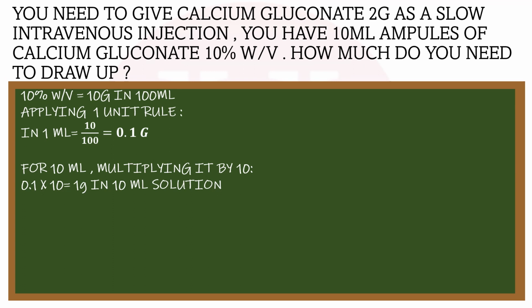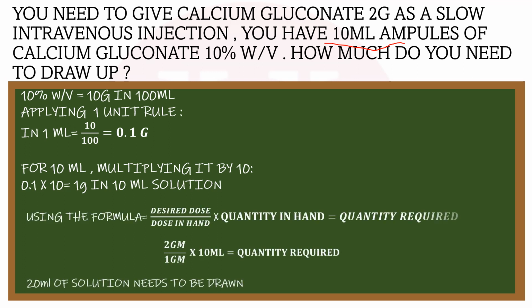But here in the question we know that the available quantity is 10 ml ampule. So we need to calculate that in 10 ml how much grams of calcium gluconate is there. So we will be multiplying 10 to 0.1 gram and it gives the answer as 1 gram in 10 ml solution. The next step, we will be using the formula, that is desired dose upon dose in hand into quantity in hand is equal to quantity required.